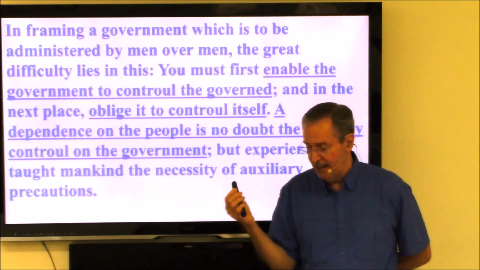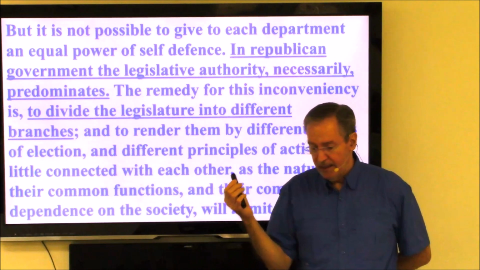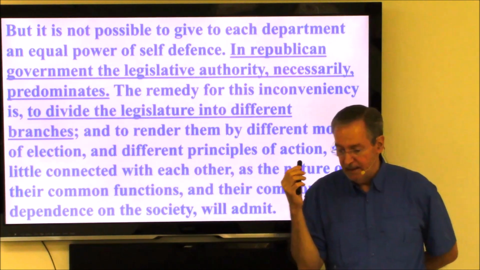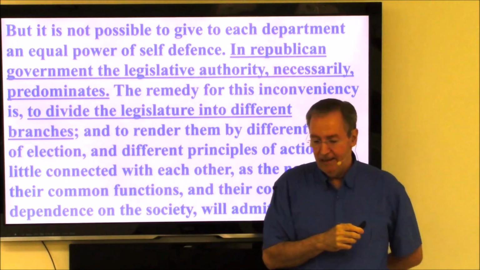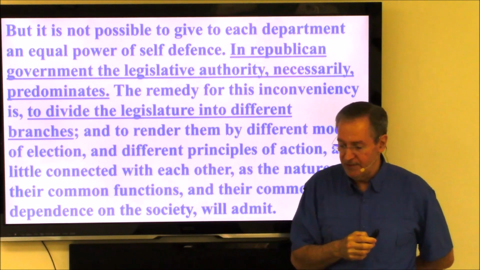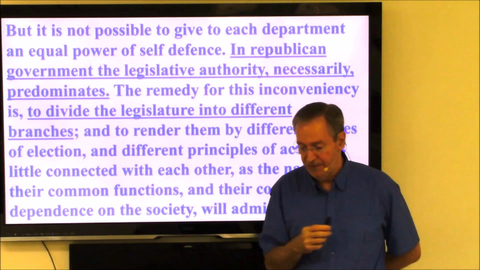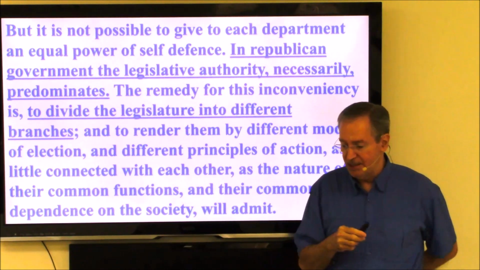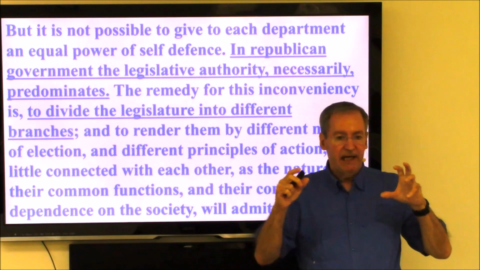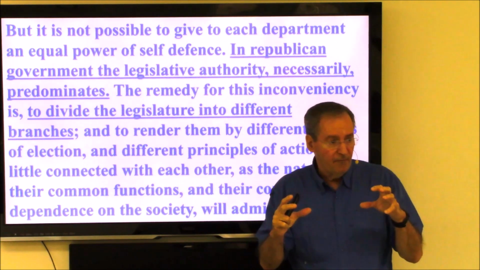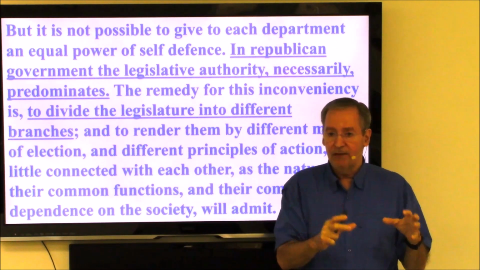Now, this is the line that... is this the one? Anyway. "But it is not possible to give to each department the equal power of self-defense. In republican government, the legislative authority necessarily predominates." In other words, he's saying the legislative wing is going to dominate. Why is that?